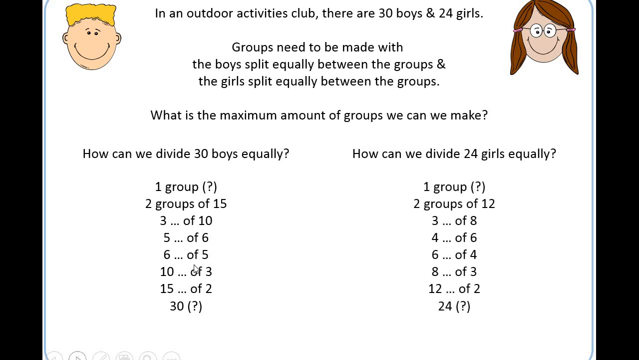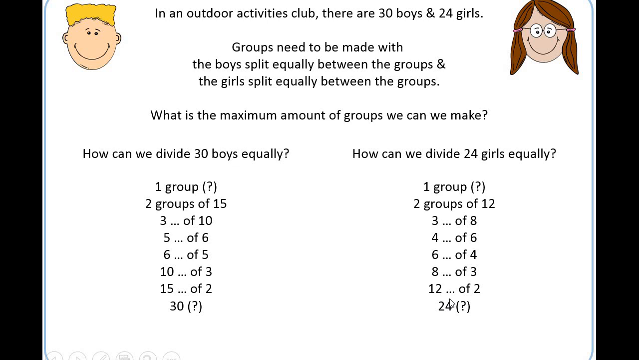You could have one big group of 24, but then we haven't really split them up at all. 2 groups of 12, 3 groups of 8, 4 groups of 6, 6 groups of 4, 8 groups of 3, 12 groups of 2, or 24 little groups of 1, but they're not really groups because they're all on their own.